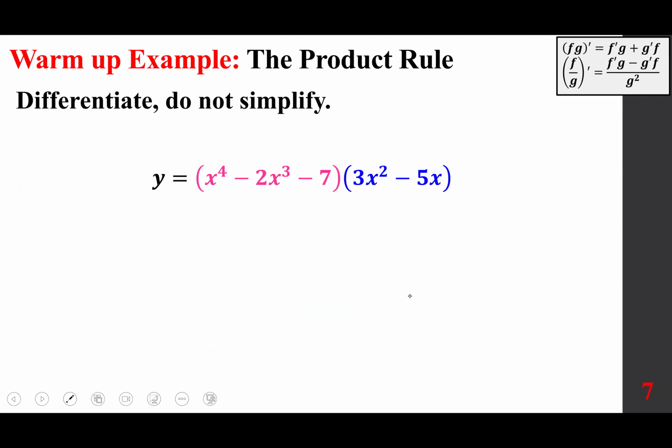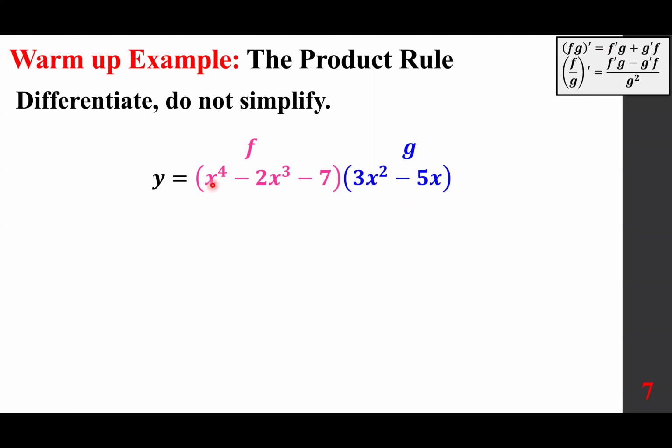Now let's take a look at this example, everybody. This is the product rule, differentiate, do not simplify. And to use the product rule, let's notice it is the product of two pieces. Of course, we don't want to distribute, we want to go with the product rule. Let's call them f times g. So according to this, we need f prime.